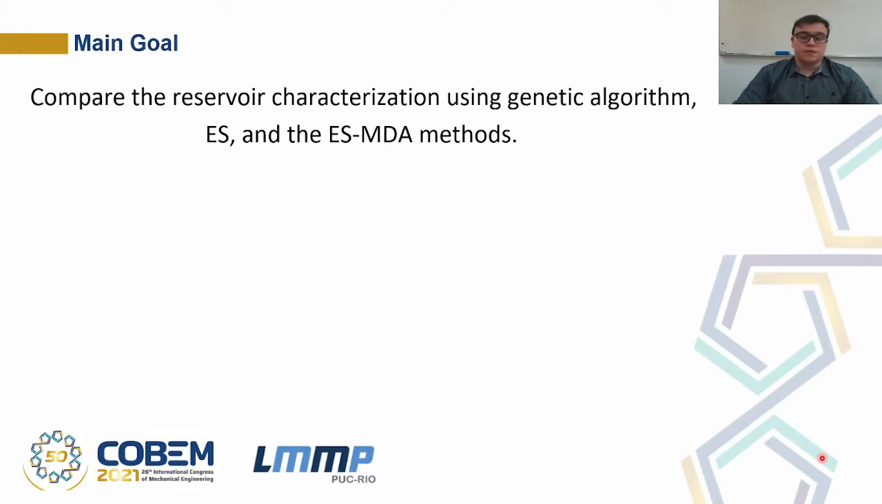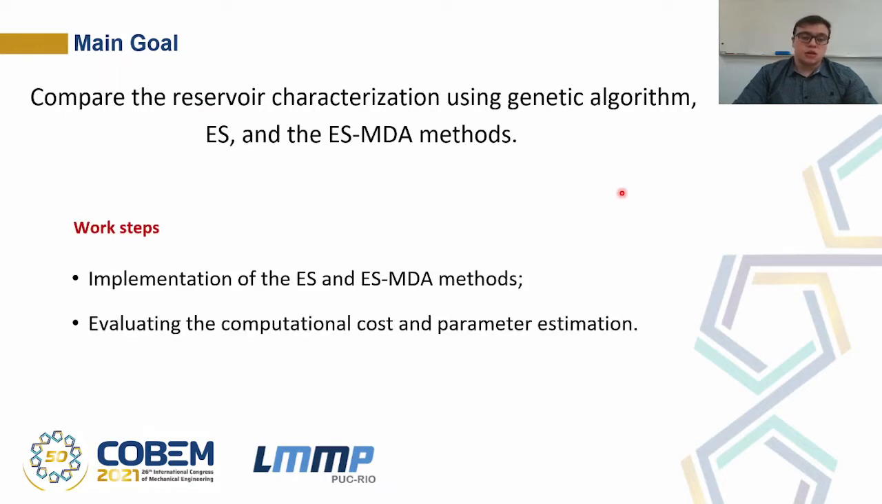The main goal of this work is to compare the reservoir characterization using the genetic algorithm, the ensemble smoother, and the ensemble smoother with multiple data assimilation method. To achieve this objective, we implement the ensemble smoother and the ensemble smoother with multiple data assimilation method, and then we evaluate the computational cost and the parameter estimation for each method.